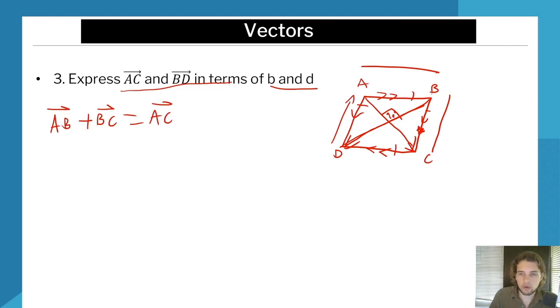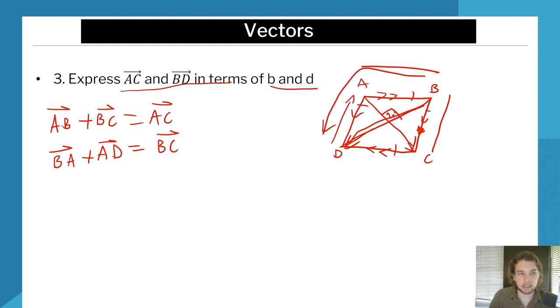Now we want to look at B to D. So we can put B to D in terms of B to A, plus A to D, equals B to D. So that's going along this way and then down that way, and that finds our final vector there. So now that we're here, we can start making these two look more similar to each other so that we can work with them, cancel things out and such.